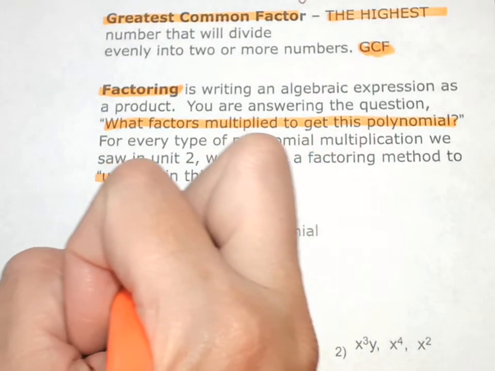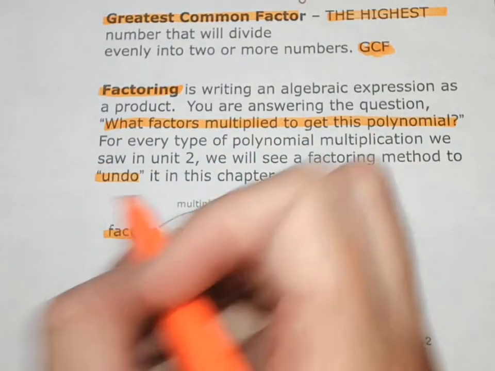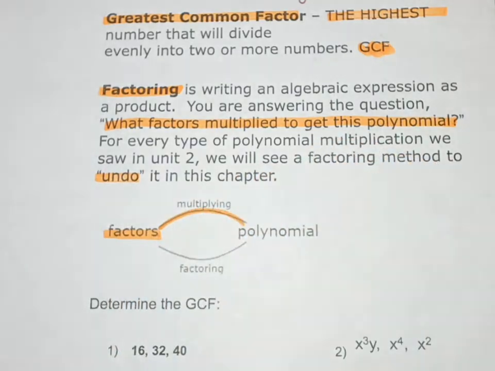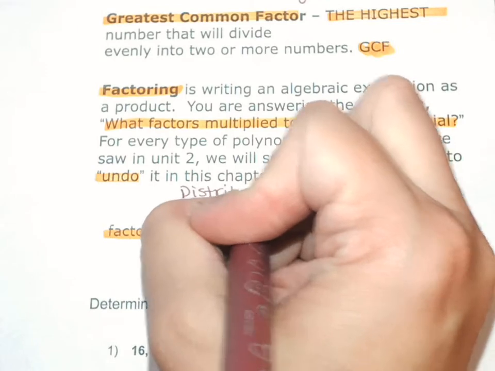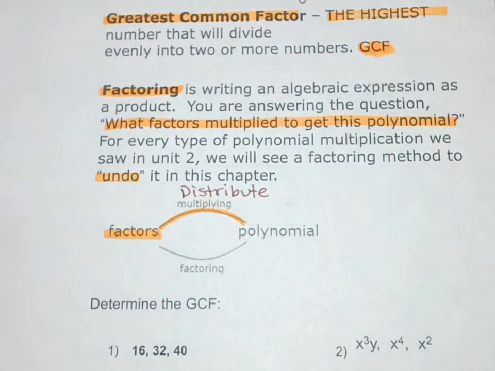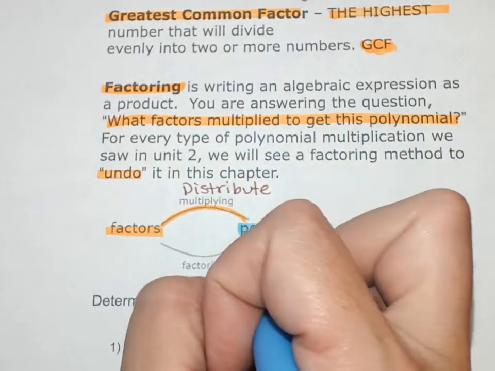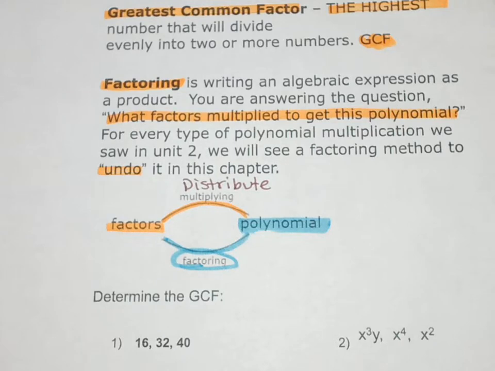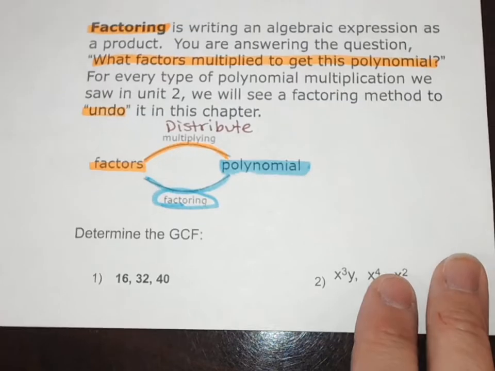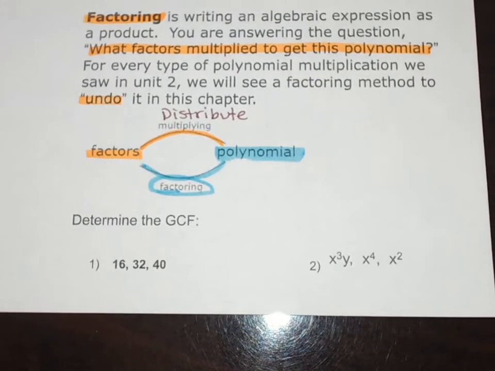So we started out in Unit 2 with our factors. We distributed and multiplied. Distribute to get the polynomial. Now we're going to be working our way backwards, kind of undoing the distribution. And that is where factoring is very, very helpful. We're going to learn different methods for factoring, but for today we're just going to take a baby step and talk about greatest common factor.